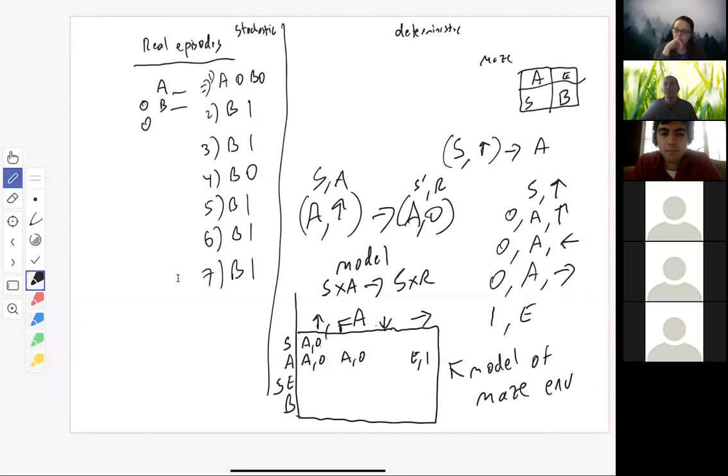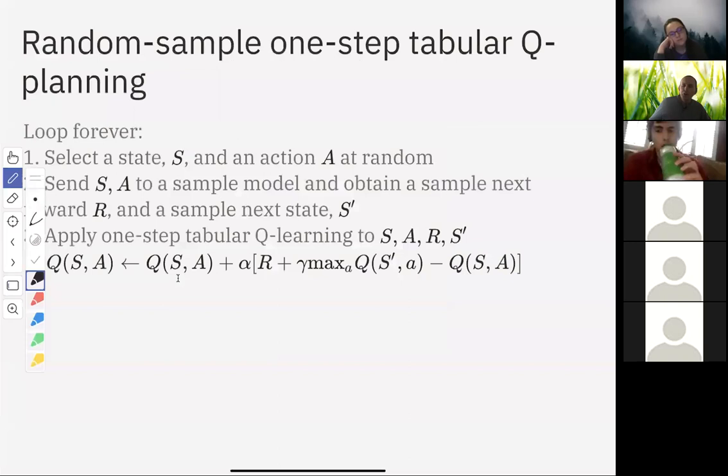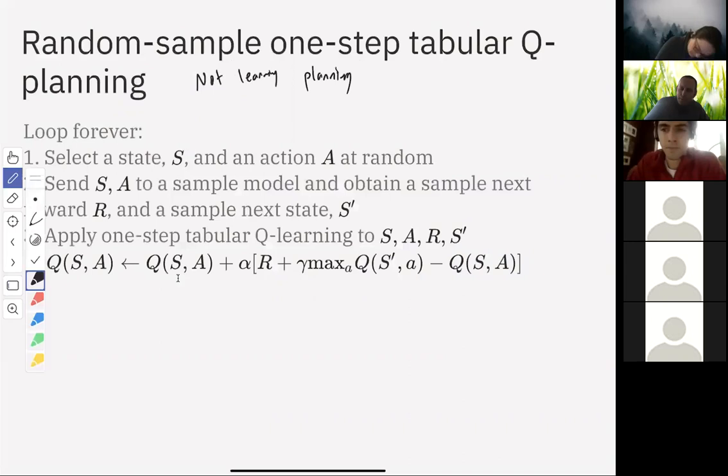Just keep track of every state action pair and what is the new state and reward that you've seen from making that transition. Okay, questions on that point? All right, I'm going to come back to this non-deterministic, this stochastic example in just a moment. I want to show you this Q planning. Okay, so this is not learning. This is planning. And planning, again, uses the model, not the environment.